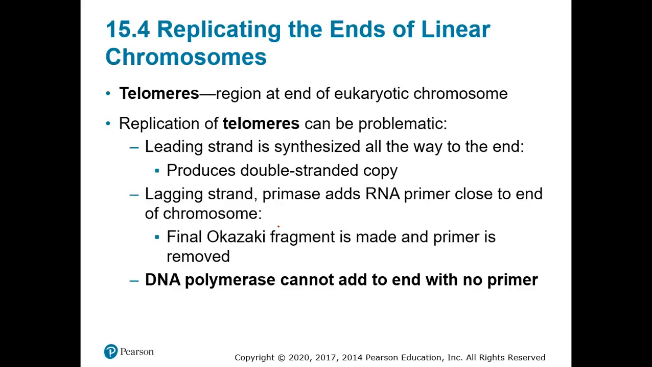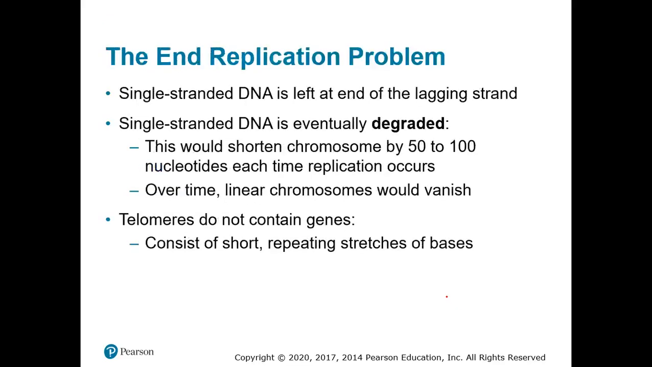It can be made all the way till the end, and you're going to get a full double-stranded copy, no problem. However, our problematic strand, our lagging strand, because of the way that it's made, the final fragment isn't going to make it till the very end of our DNA. DNA polymerase cannot add to the end without a primer. So you end up with a little bit of DNA left at the lagging strand, and that DNA is usually eventually degraded. It goes away, it vanishes.